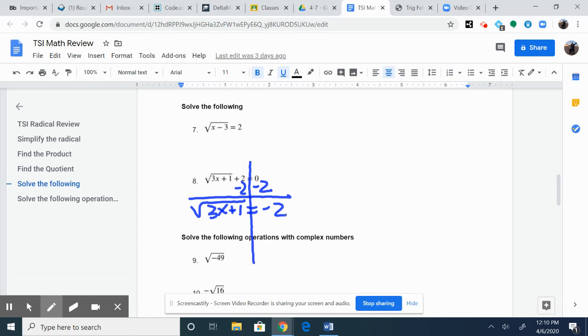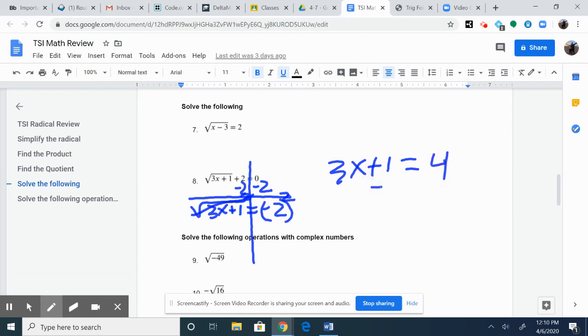Now that we have that, we can square both sides. So square on both sides to get rid of that square root right here. So then we have 3x plus 1. And remember that negative 2 squared means that's negative 2 times negative 2. So it turns into a positive 4.